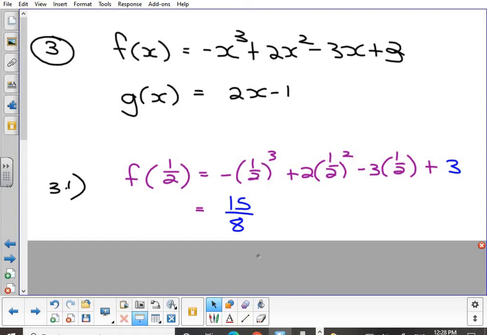That 15 over 8 indicates two things to me. It indicates that that is not a factor of that thing, because if it were, the answer would be 0. The second thing that it indicates is that that is the remainder. In plain English, if I ask you 9 divided by 2, the answer would be 4 with the remainder of 1. So, yes, that thing can divide into it, but the piece that is left is 15 over 8.